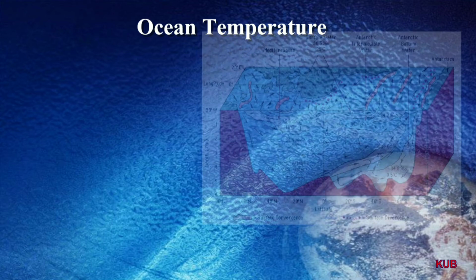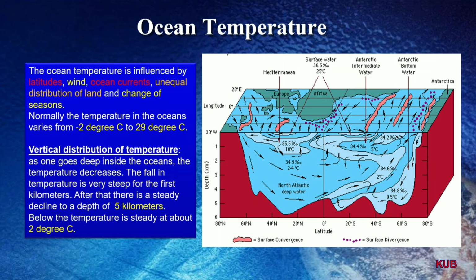Let's discuss ocean temperature. The ocean temperature is influenced by latitudes, winds, ocean currents, unequal distribution of land, and change of seasons. Normally, the temperature in the ocean varies from -2 degrees Celsius to 29 degrees Celsius. Vertical distribution of temperature: as one goes deeper into the oceans, the temperature decreases. The fall in temperature is very steep for the first kilometer. After that, there is a steady decline. Five kilometers below, the temperature is steady at about 2 degrees Celsius.